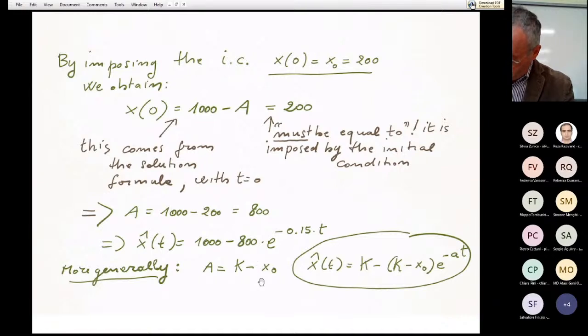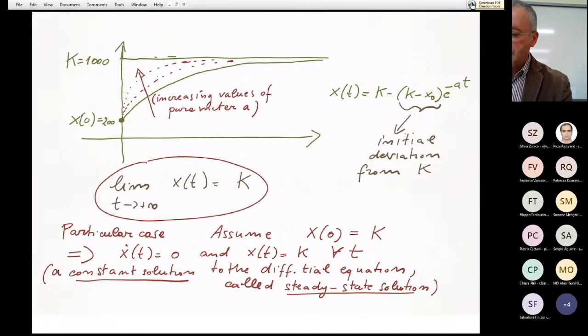By the way, this is a particular type of first order linear differential equation that we will solve in general later. So what is the solution, the sketch of the solution? Okay, we have t here, we have x of t here. The carrying capacity is at the level 1000. The initial level of our population is 200. And the solution, this one, has this property.